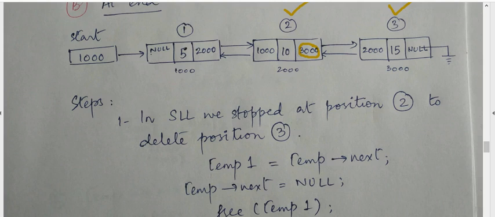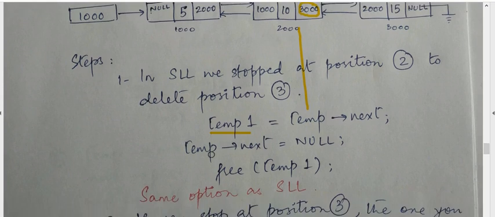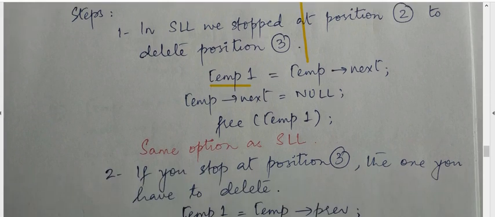So we stop at the second last position. Our temp is pointing to 2000. Temp to next is 3000, and we are saving that in temp 1. So we are saving the address of the node we have to delete in temp 1. Then temp to next is null. So this 3000 here has to be changed to null, and you free temp 1. So it is the same as a singly linked list.